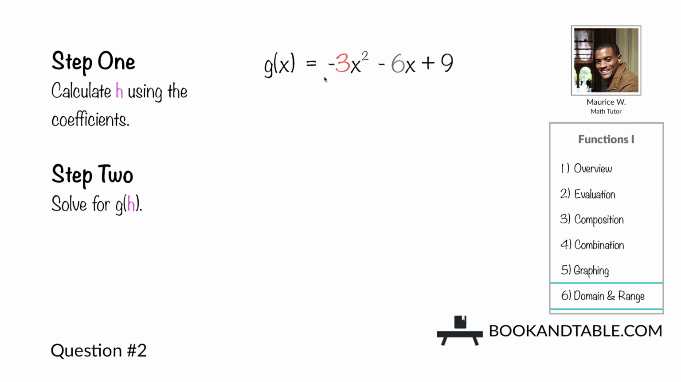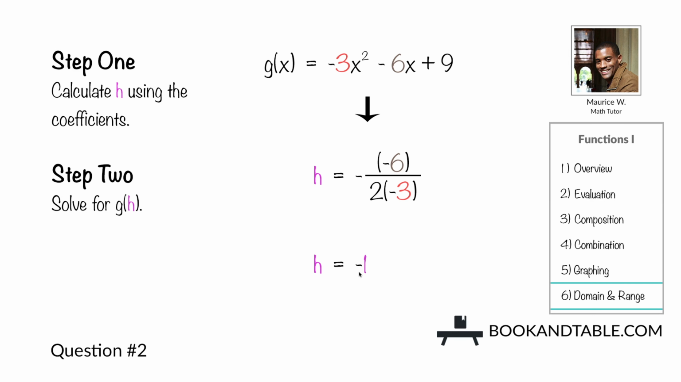G of x is equal to negative 3x squared minus 6x plus 9. Step 1, calculate h using the coefficients, negative 3, which is our a, and negative 6, which is our b. Negative 1 times negative 1 will give us positive 1. So we wind up with a negative from this negative. And we get 2 times 3, so we get 6 in the denominator. So we wind up with negative 6 over 6, which is negative 1.